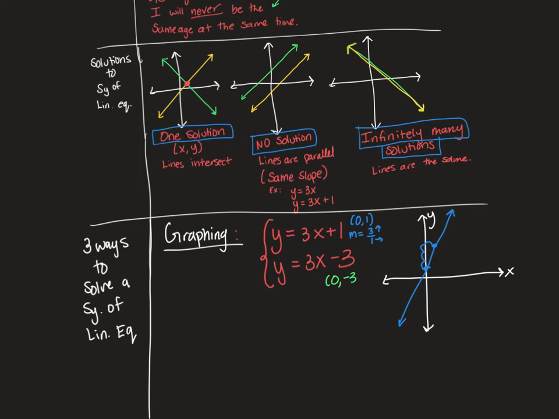Zero comma negative 3. 0 comma negative 3 is down here. And now my slope is rise 3, right 1. Rise 3, 1, 2, 3, right 1.